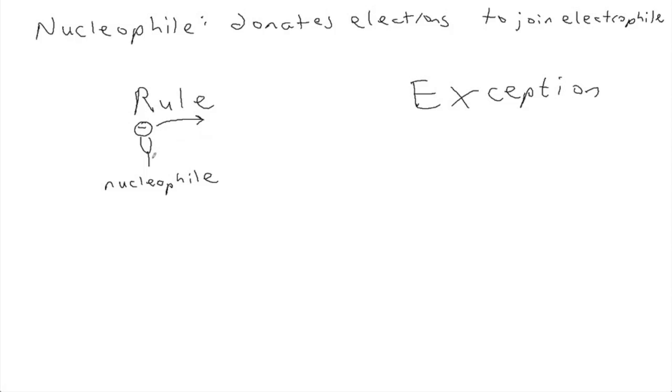There's really only two places you can get electrons from. The only two places you can get electrons from are bonds and lone pairs. So this is coming from a lone pair. Nucleophiles usually donate electrons from a lone pair. So this is an example of something that's donating electrons from a lone pair. So that's our rule. Okay, let's see.